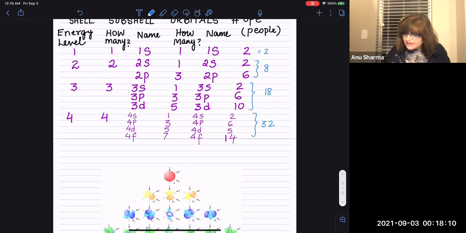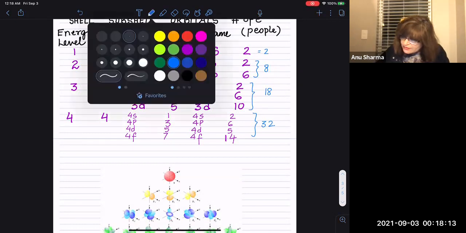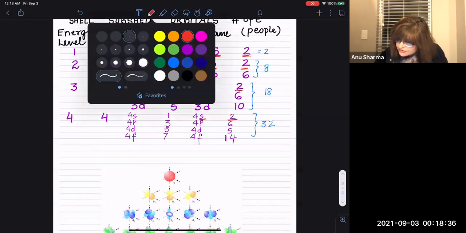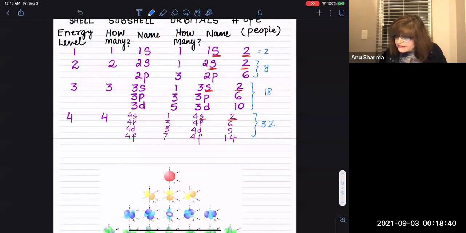Okay, this is one piece. Second thing: if you look at 1s, no matter where it is, whether it's in the first energy level, second, third, or fourth energy level, it doesn't matter. It will always contain 2 electrons, 2 electrons, 2 electrons. You see that? Next pattern is the P.